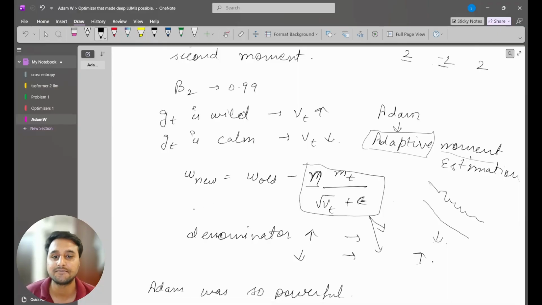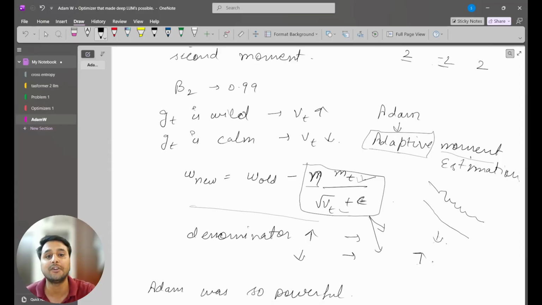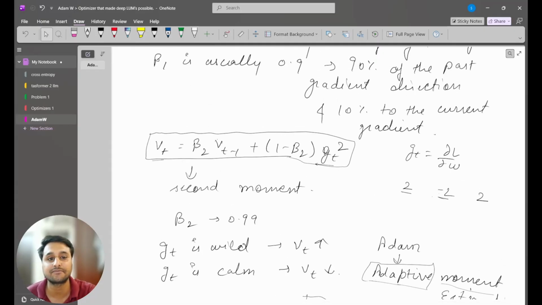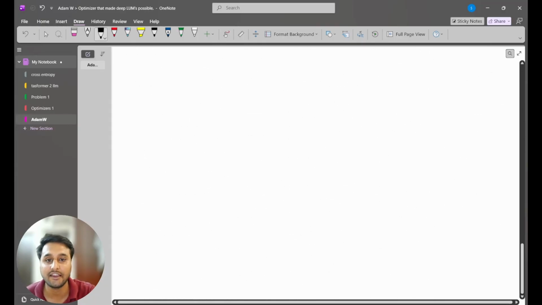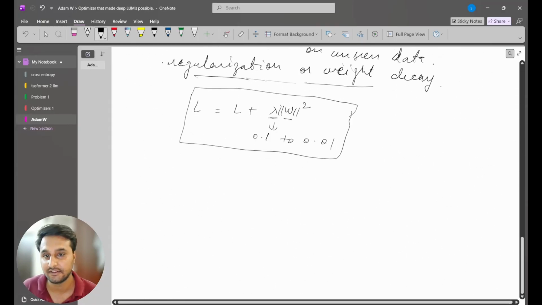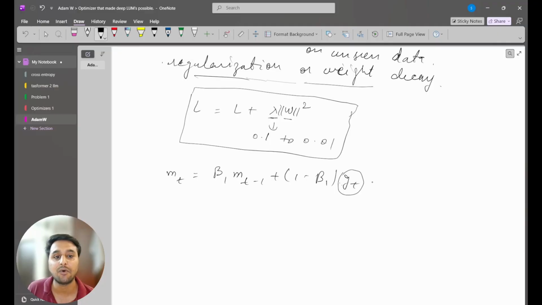remember the formula here, MT and VT. In MT also we use GT. Let me write this MT and GT again so that you can understand clearly: beta 1 times MT minus 1 plus 1 minus beta 1 times GT. So now here this gradient term also has this lambda W squared.